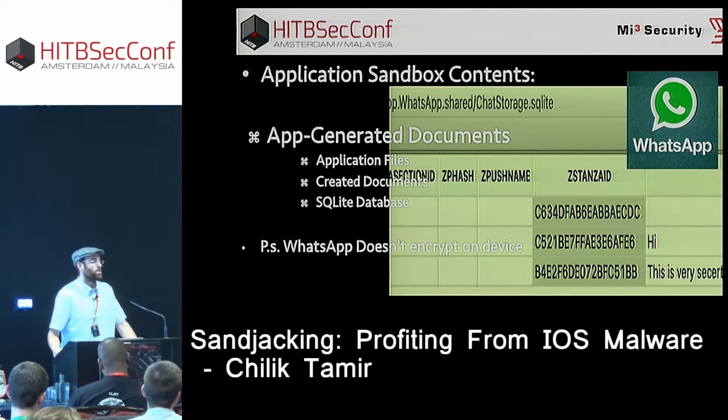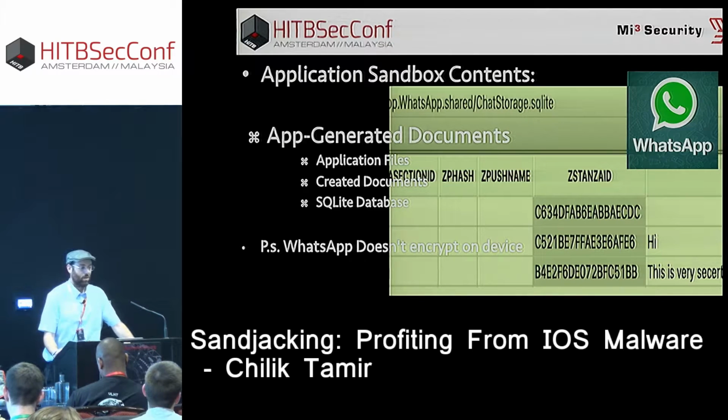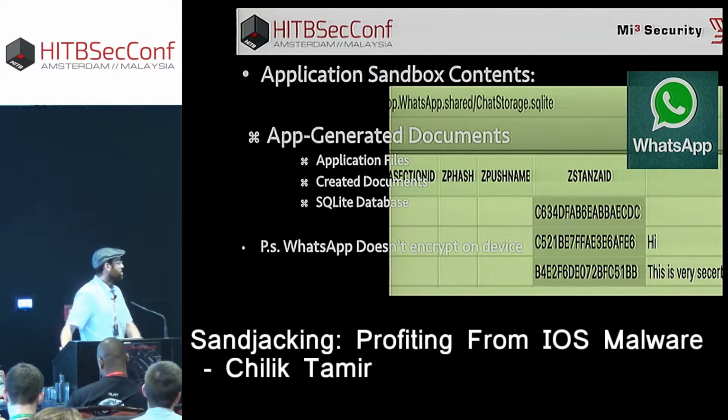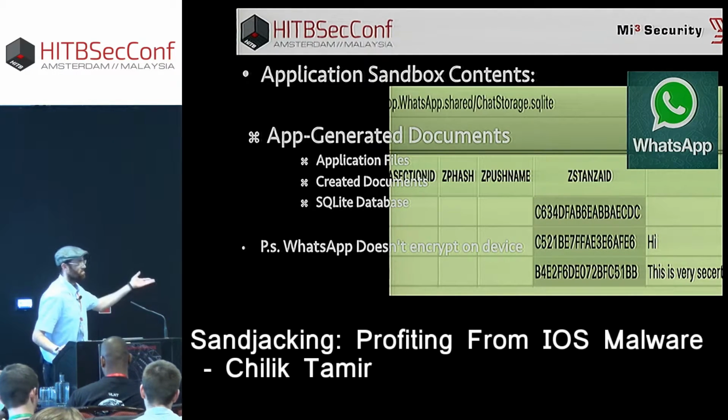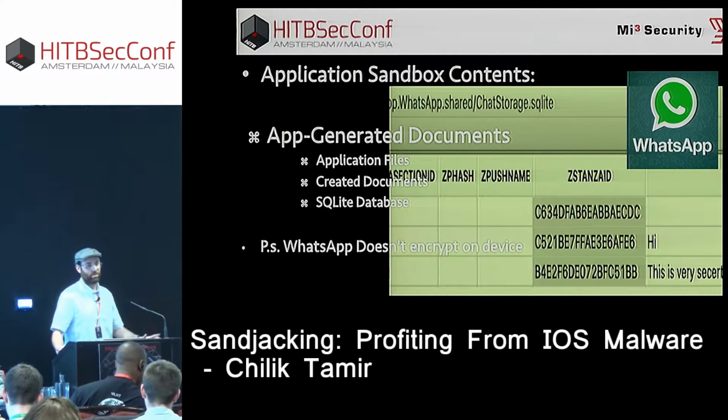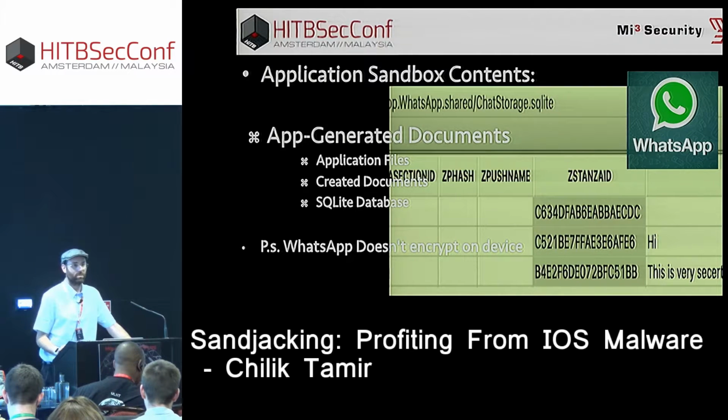When looking at application sandbox contents, we most often see SQLite databases for storage, application files, and configuration files, and a lot of them hold sensitive information. By the way, WhatsApp's end-to-end encryption doesn't work on the device itself. On the device itself, the database is decrypted, it's not encrypted. So if a malicious application can take hold of that content, it could read all of your chat messages from WhatsApp.